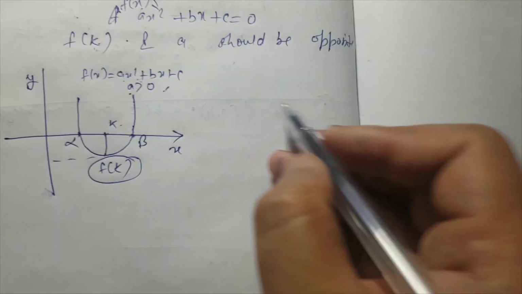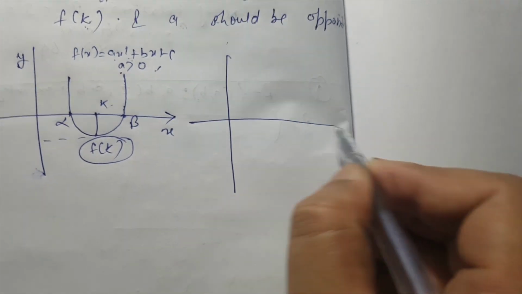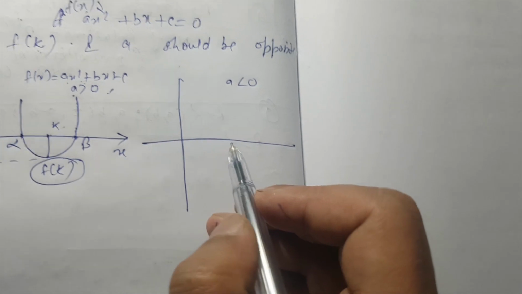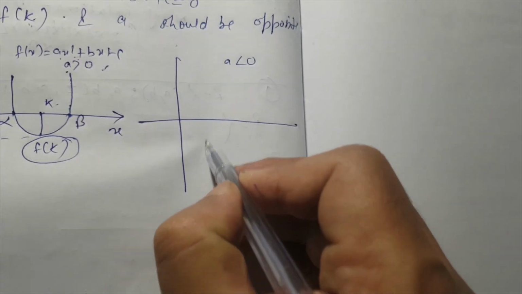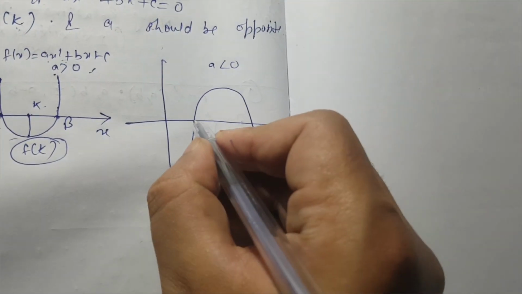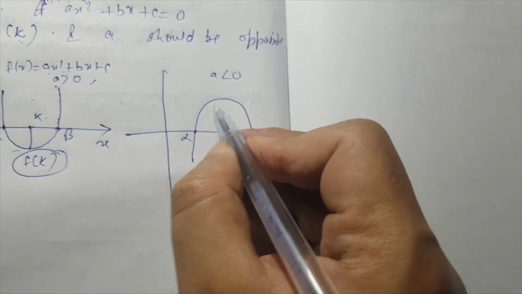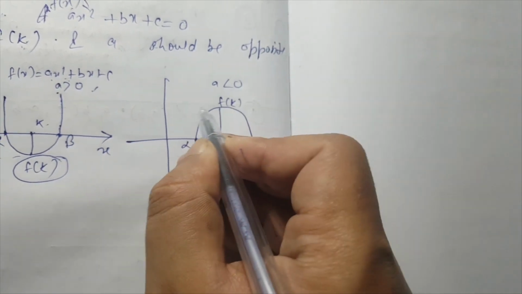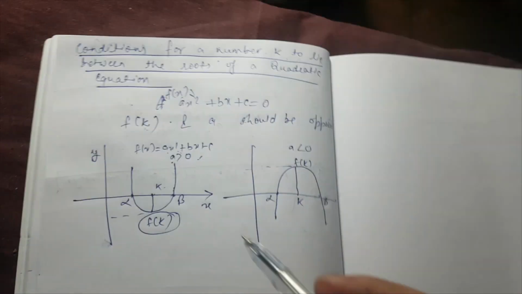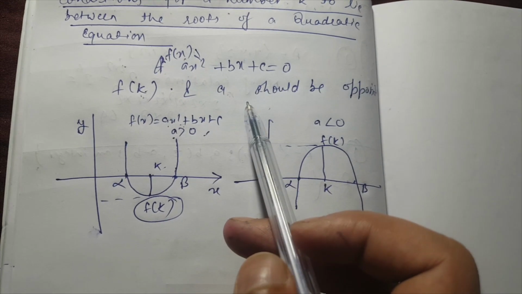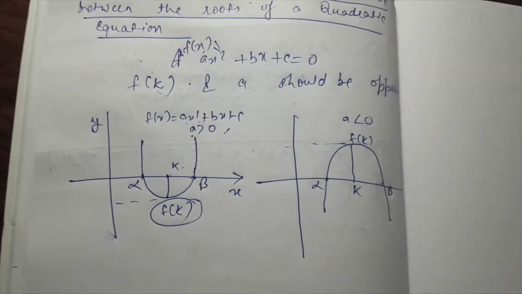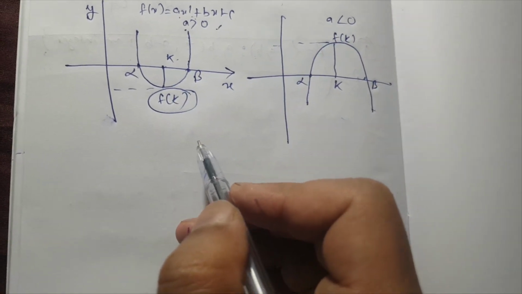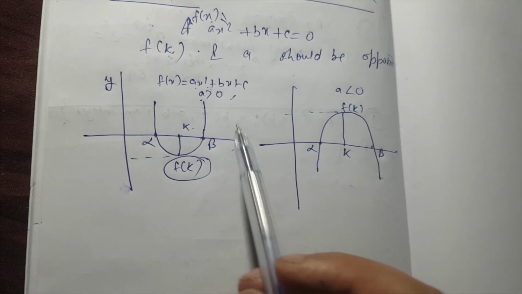Once again, let us see if a is negative. Then the parabola opens downwards like this. This is our alpha, this is our beta. Suppose k is here, then f(k) will be positive. So that's why these signs should be opposite of each other.